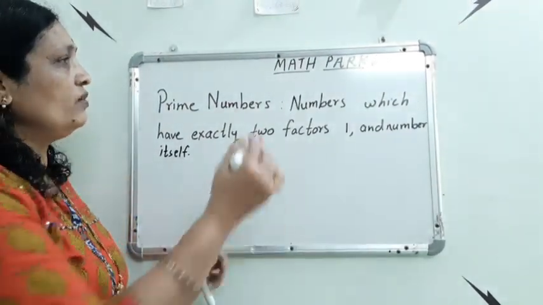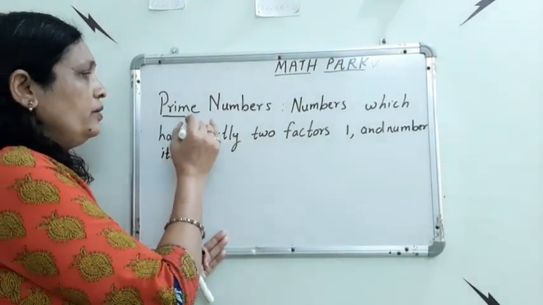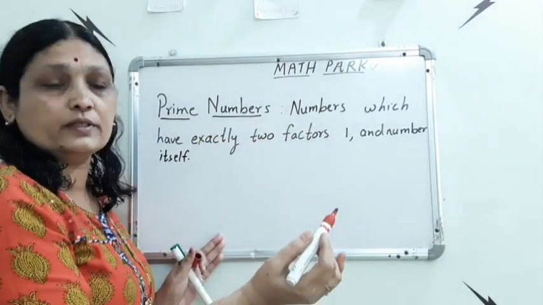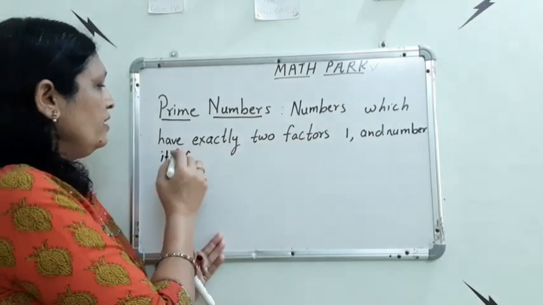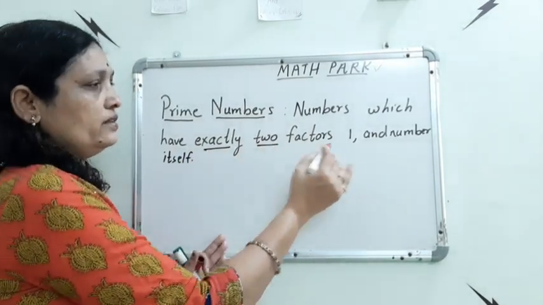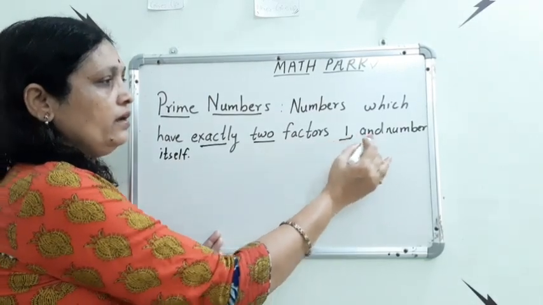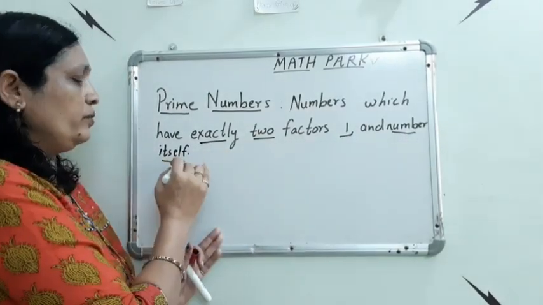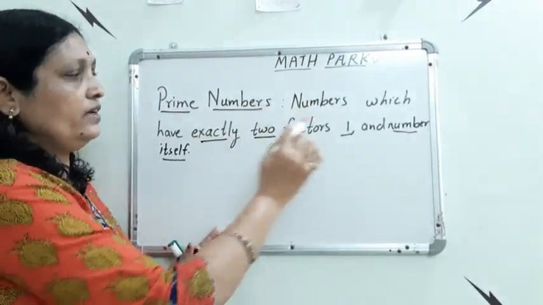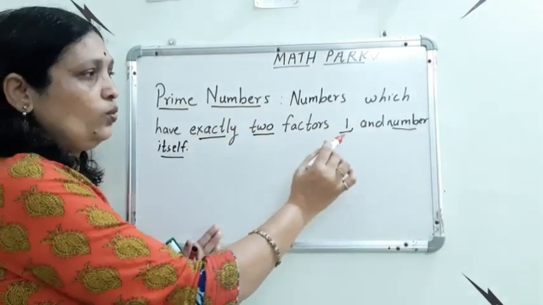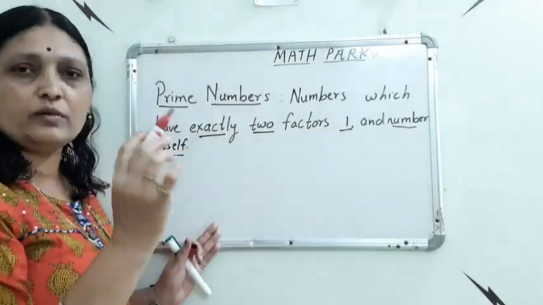In our park, we are going to learn about prime numbers. What are prime numbers? Numbers which have exactly two factors, 1 and the number itself, are called prime numbers.